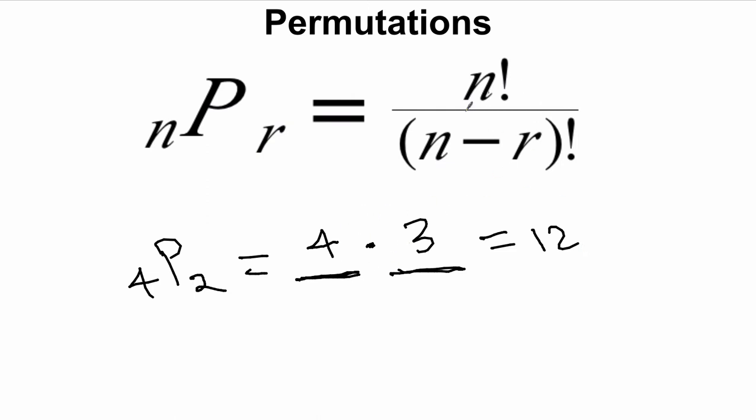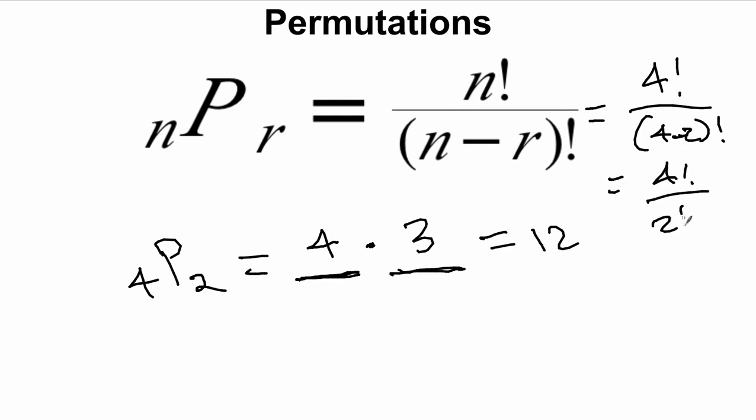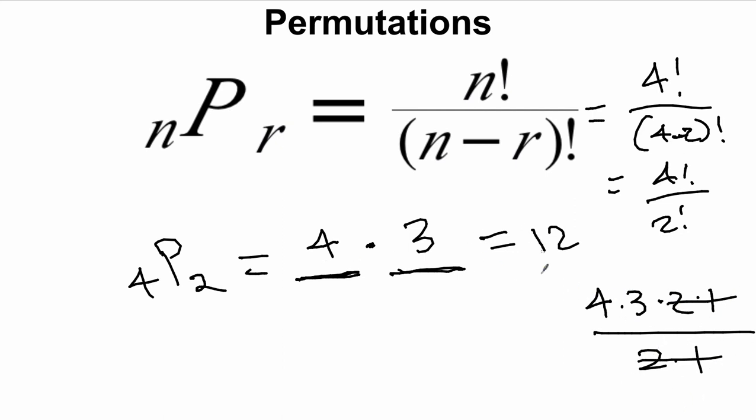And this is what this formula will simplify to. If n is 4 and r is 2, you have 4 factorial over 4 minus 2 factorial, which is equal to 4 factorial over 2 factorial. And let's simplify this. 4 factorial means 4 times 3 times 2 times 1. 2 factorial means 2 times 1. You can cancel out those last 2 factors and you're just left with 4 times 3, which is 12, as we've seen before.